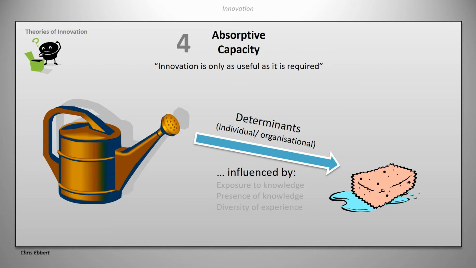You can very much liken it to a sponge. So if the watering can we see here on the left is the idea, the innovation, the intellectual property, name it what you will, then the thing on the right here, the sponge, is the readiness of your intended target group or user group to accept something new. And that acceptance is influenced by a number of different things.